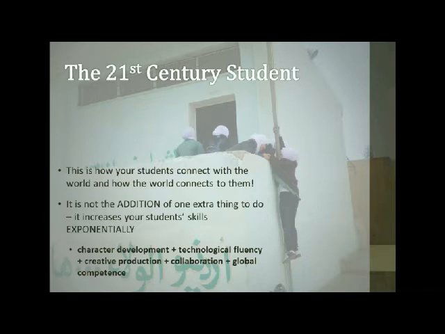They want to interact with people. They want to do things that matter, and they want to learn things that are meaningful. And if we can't provide that, they'll escape any way they can, even if it means climbing over the wall. But this is how your students interact with the world. They interact through social media now.